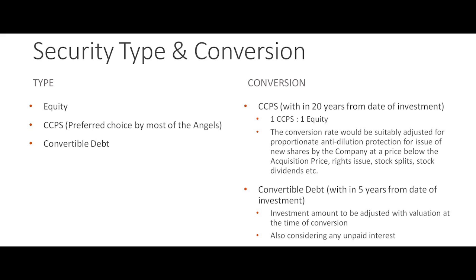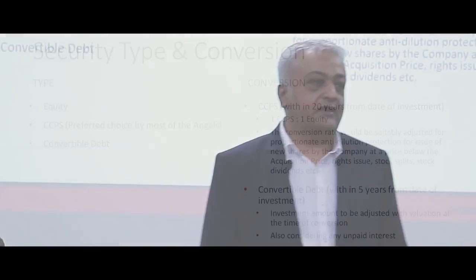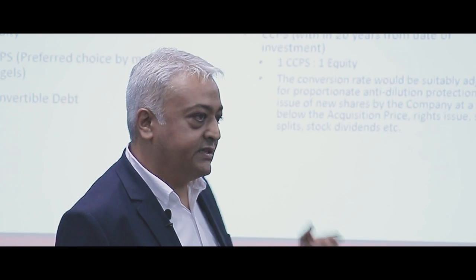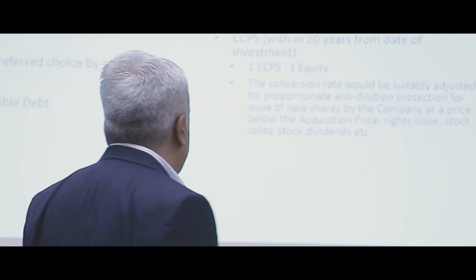Another thing here, the conversion ratio, typically it is 1:1, but again, it depends on how exactly the terms and conditions you have agreed upon with the investors, right? So if you are holding one CCPS, you are supposed to give away one equity share.